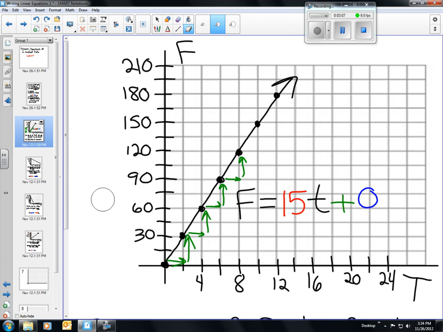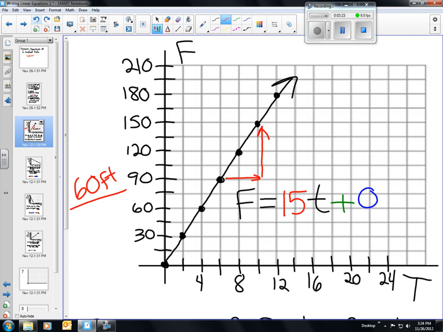And then if we looked at that rate of change in a little different light, we could say that if I went over 4 seconds and I went up 60 feet, that's the same rate. So you get 60 feet every 4 seconds. That will reduce again to 15 feet every second. Okay?